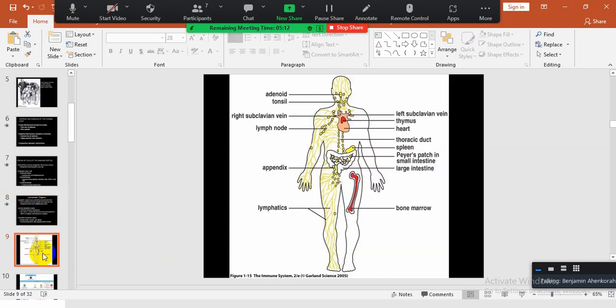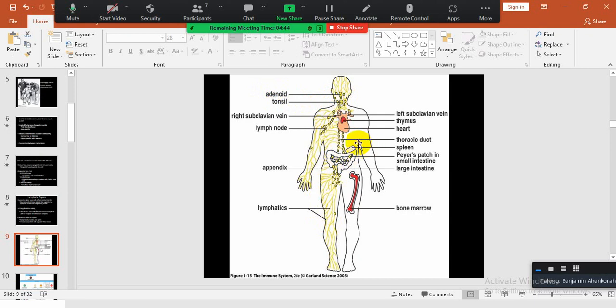So this one, I've explained already. Even in the intestines, we have lymph nodes. In the small intestines, the lymph nodes are called what? Peyer's patches. Large intestines also have lymph nodes. Adenoids and tonsils are also in the throat. You can see that these lymph nodes are all over the body.